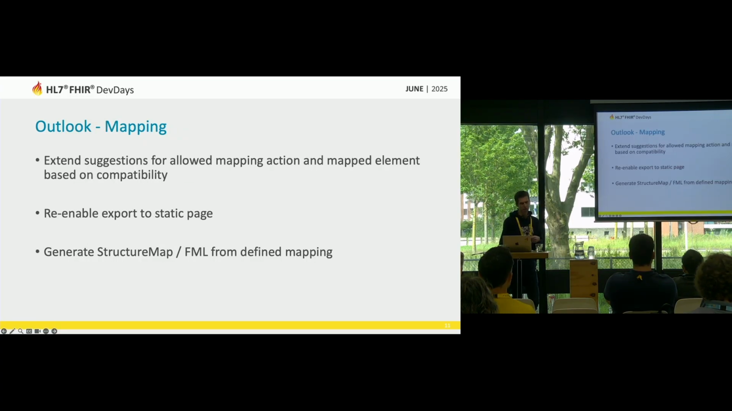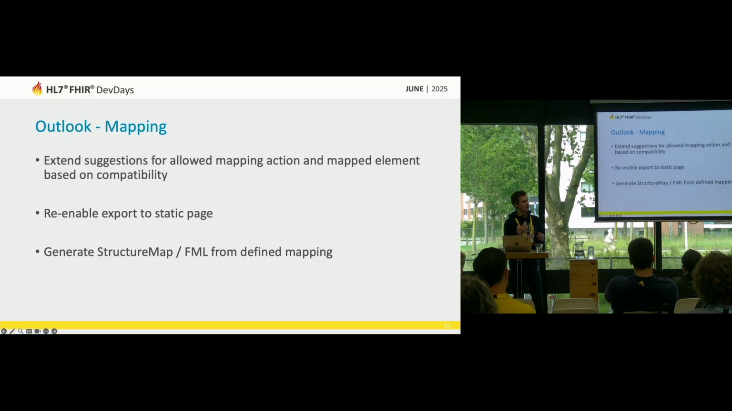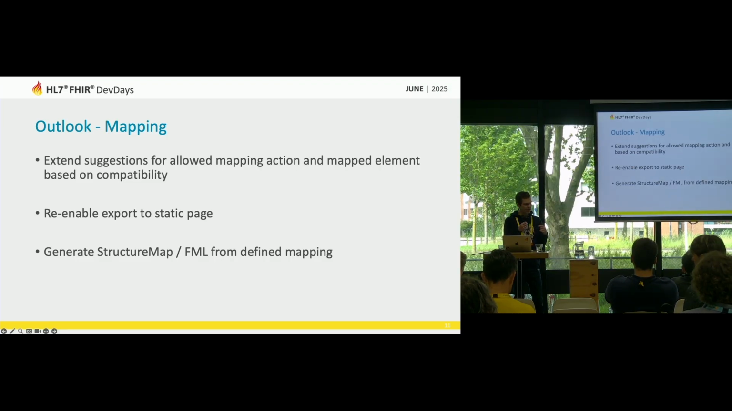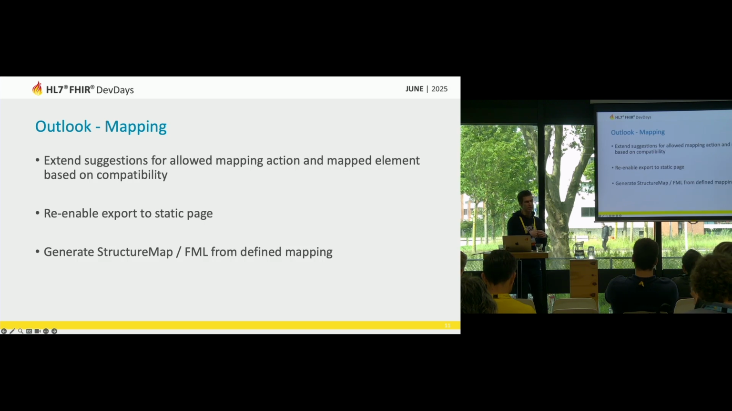For mapping, we want to extend the suggestions based on the compatibility. Because it only has a few compatibility hints now, we want to improve this. And as I said in the beginning, we started with exporting static HTML files to fix the mapping we are speaking about. We want to introduce this because in the current web version it's not there.